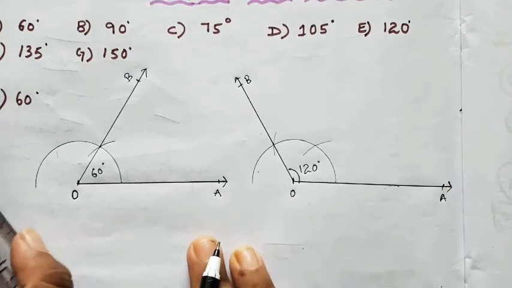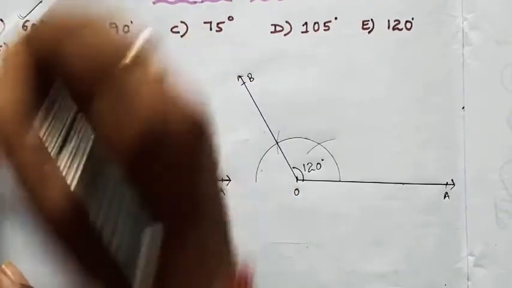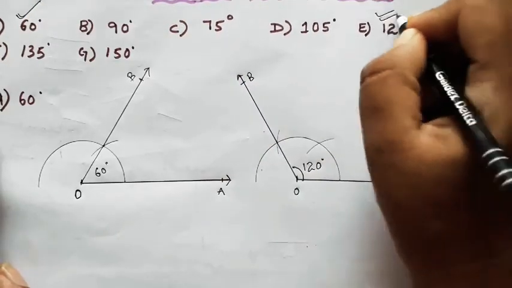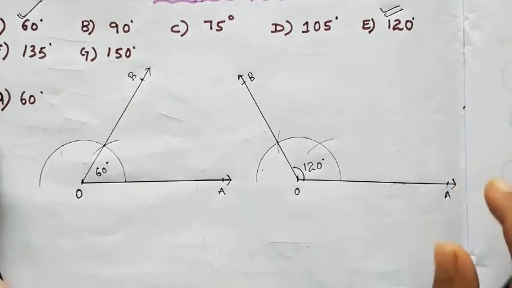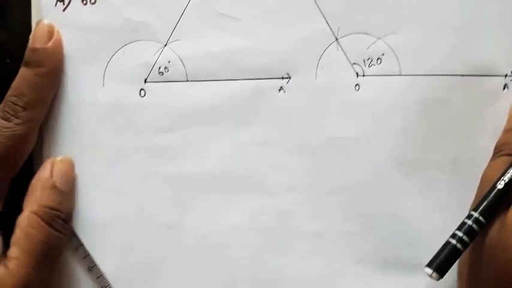So we had a discussion of 60 degrees already over, 120 degrees over. Let's move to draw 90 degrees. A very, very important angle. Okay, let's move.